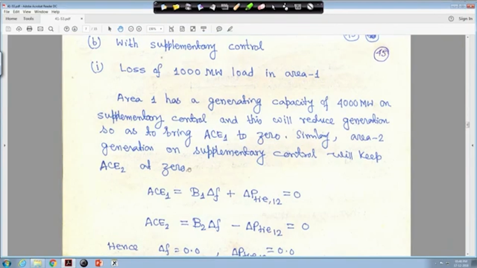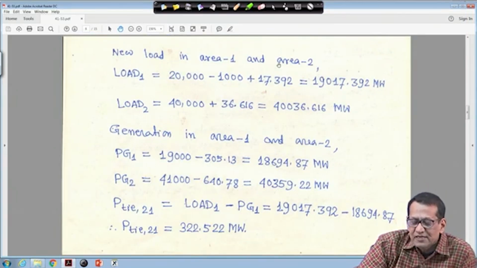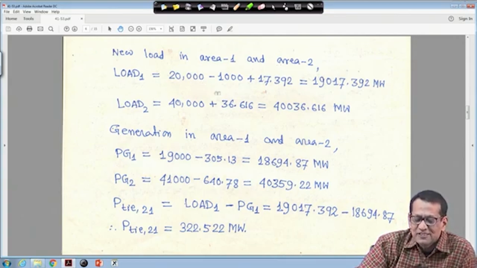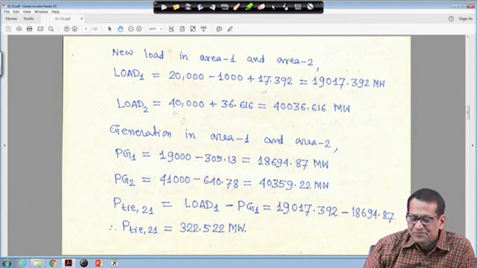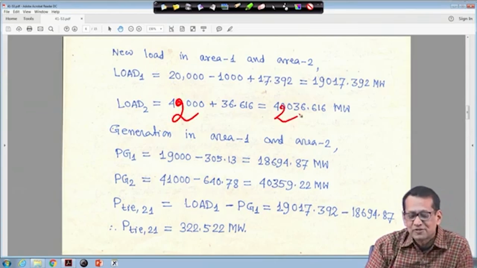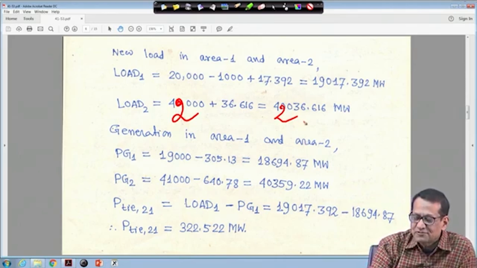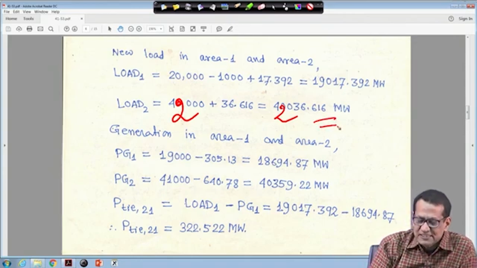So, part B. This is now the new load in area 1 and area 2. The load in area 1 now is 20,000 minus 1000 plus this D into delta F SS term, 17.392. So, 19,017.392 megawatt. Similarly, load 2 will be 42,000 plus 36.616, so it comes to 42,036.616 megawatt.